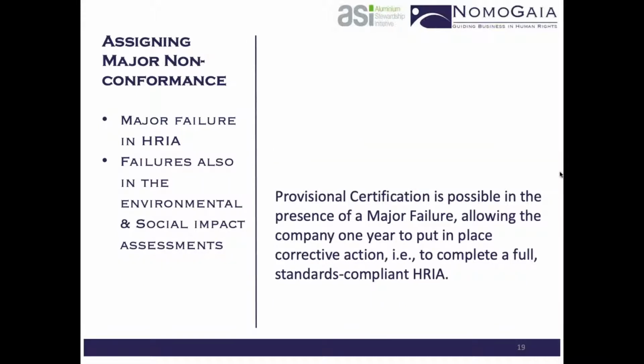And the third scenario that we are looking at is that there's a major failure in the HRIA and also a major failure in the environmental and social impact assessments. That sort of scenario could put you to looking at a major non-conformance. And this would lead, of course, to a provisional certification, which would give the company 1 year to put in place all of the corrective actions.